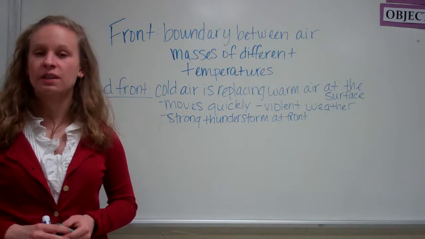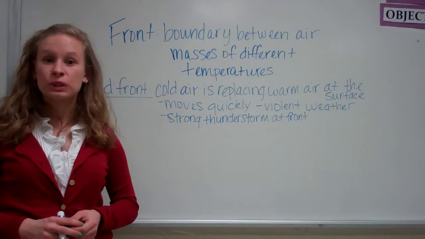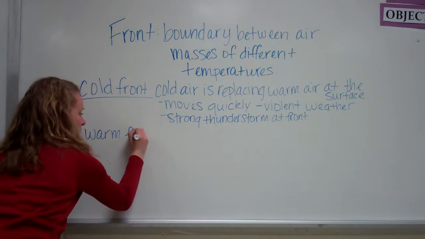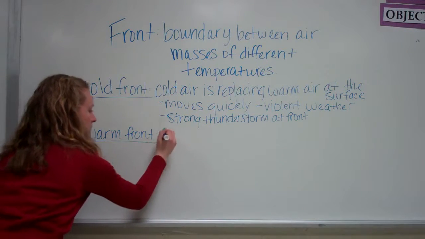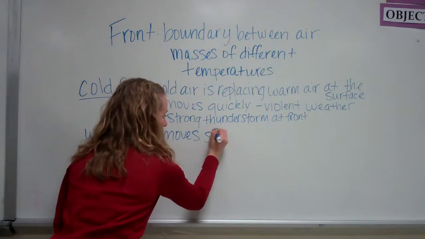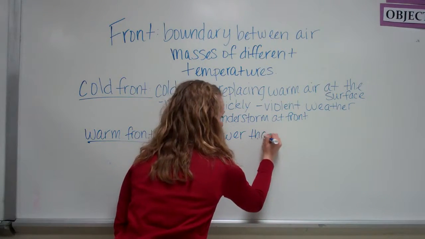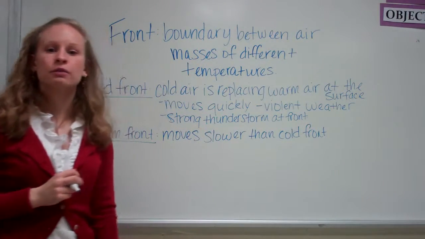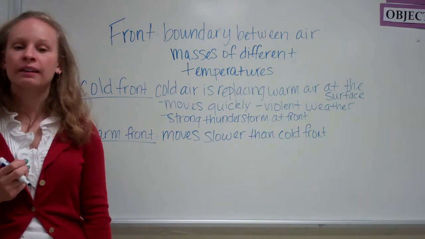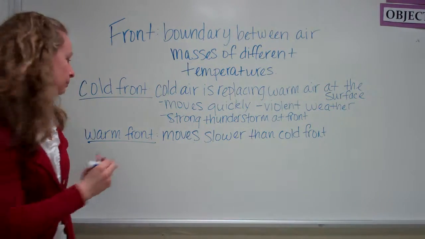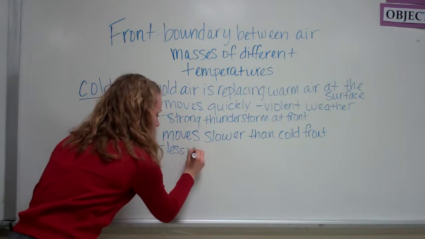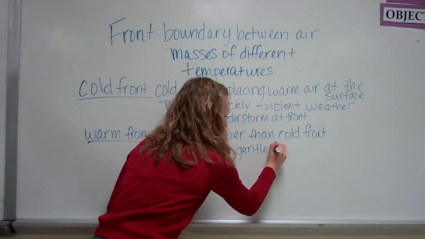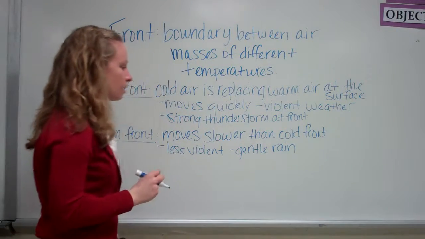The second type of front we have is a warm front, and a warm front moves slower than a cold front. Okay, so our warm air is not moving as quickly, and we're going to have less violent weather, more likely just to have gentle rain. Okay, so those are our warm fronts.